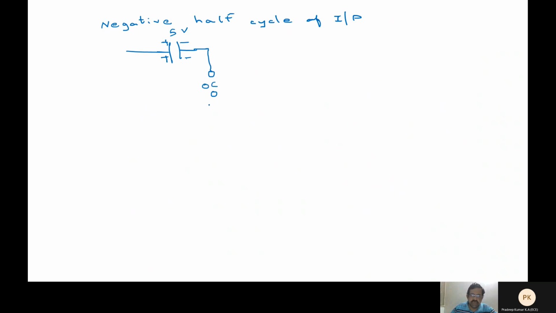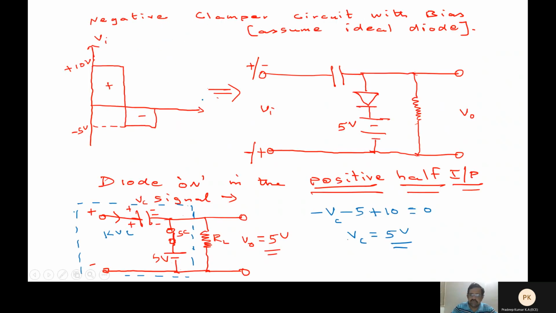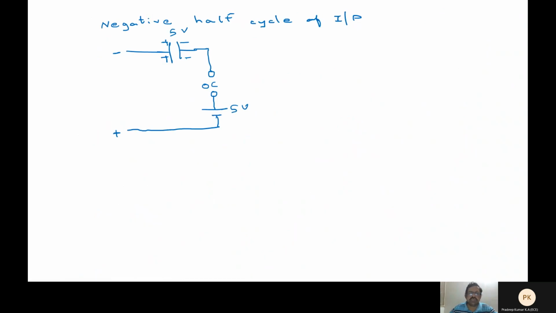So this path, I am straight away drawing the equivalent circuit so as to get this answer quickly. This is my battery bias voltage, 5 volt. This is negative half cycle, so this will become positive and this will become negative. As a result, the cathode of the diode is connected to the positive, which means you will have a reverse bias. Okay, so that is the idea.